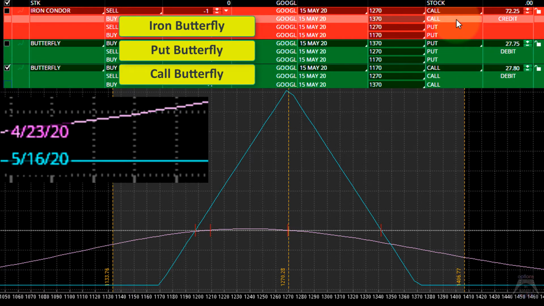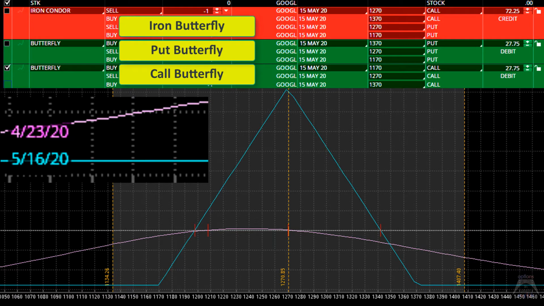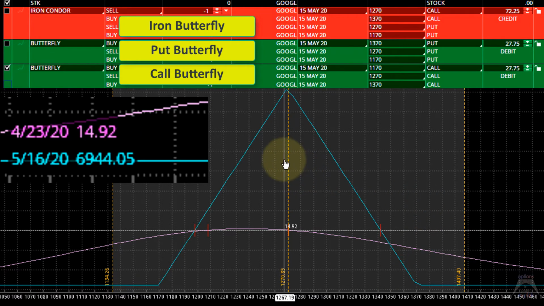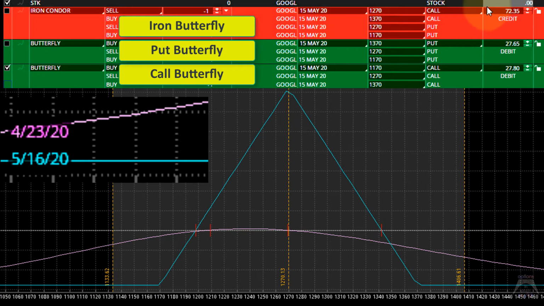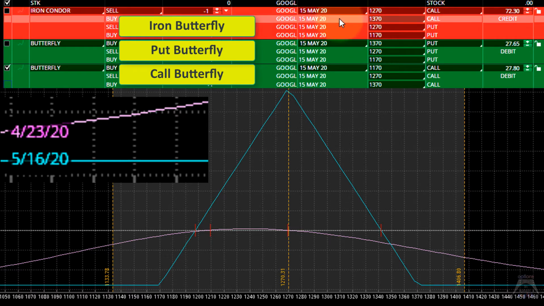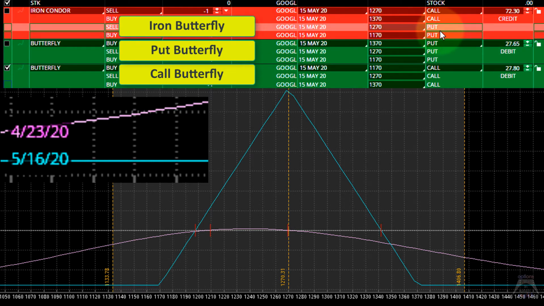Now, the iron version of this, the iron butterfly, is the exact same thing, but starting out with a credit instead of a debit. So instead of paying 27, you're going to make 73 or 72.30, and you're going to hope that it expires worthless. So when would it expire worthless? When you pin the short strikes. So right here, which is the exact same point of max profit for the put butterfly and call butterfly. So if you take a look here, it's easy to see that the iron butterfly, the put butterfly, and the call butterfly are the exact same trade.